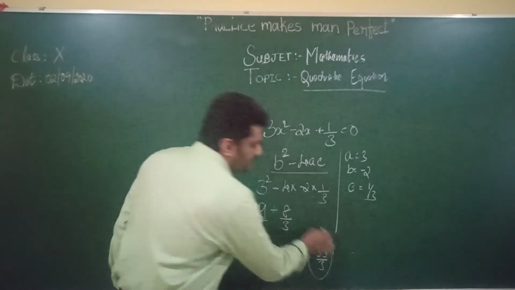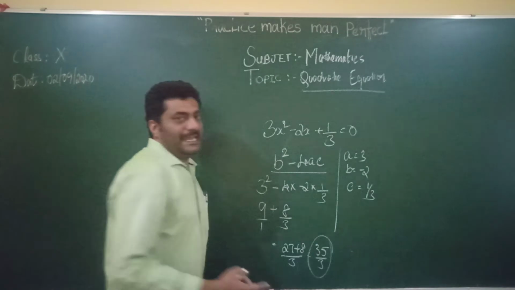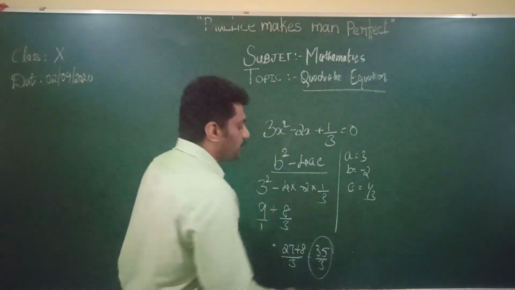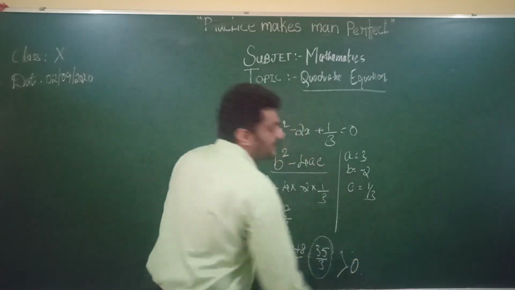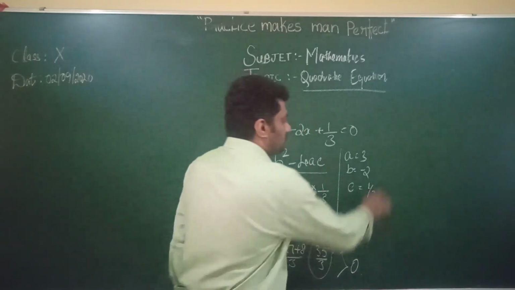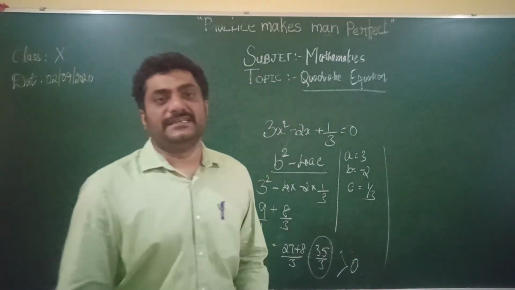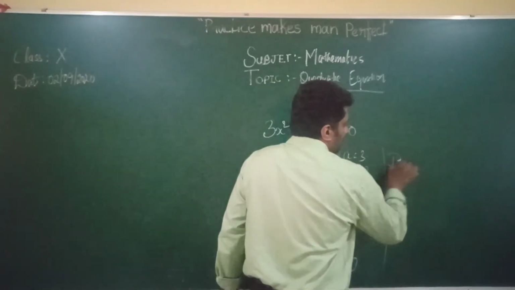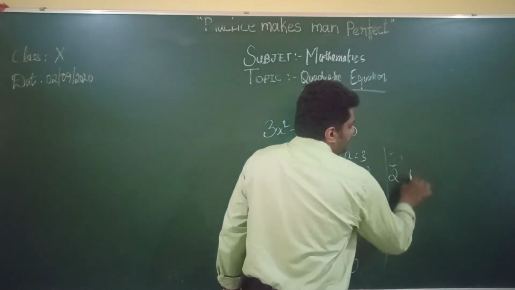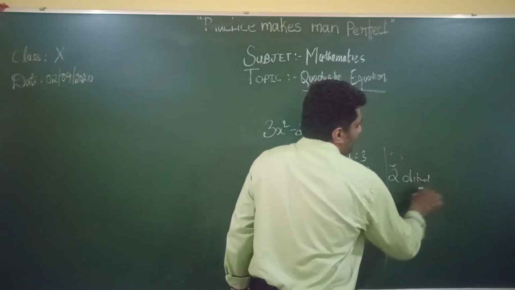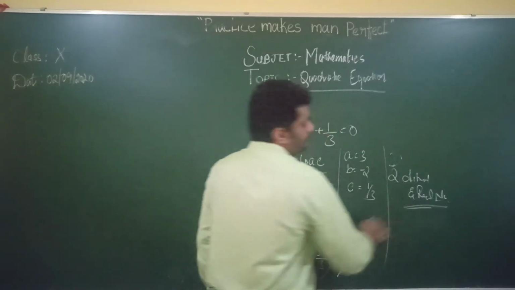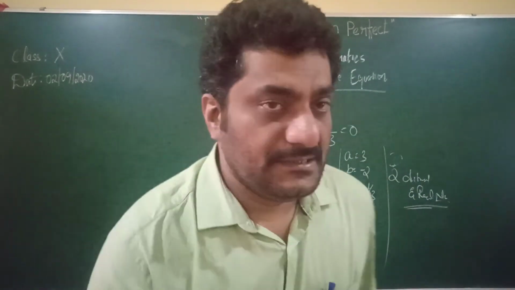Now this is a positive number and it's an improper fraction. That means it should be greater than 1. So is it greater than 0? It is greater than 0. So what is the nature of root when it is greater than 0? It is two distinct and real numbers. Okay, just check it out.